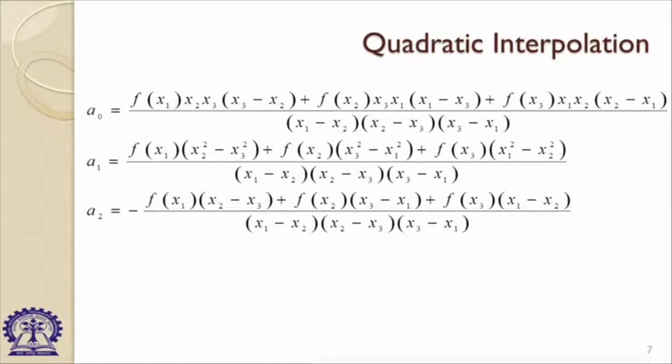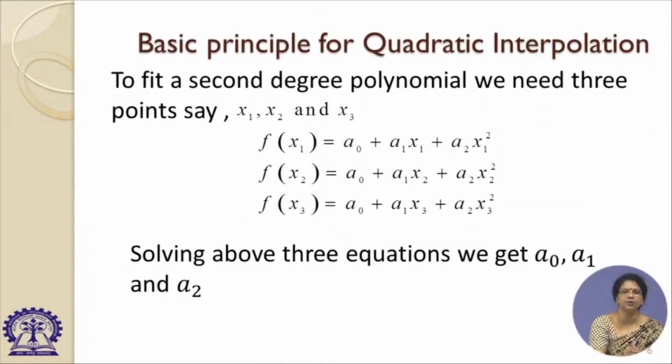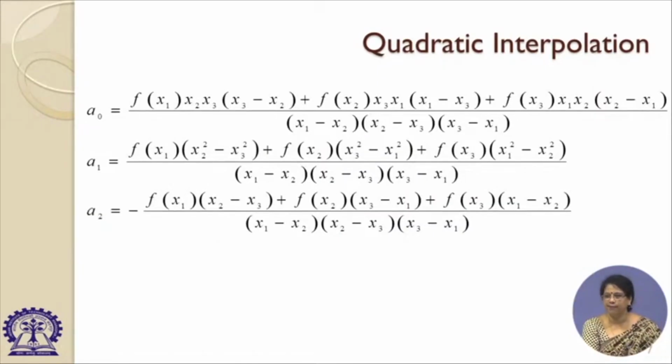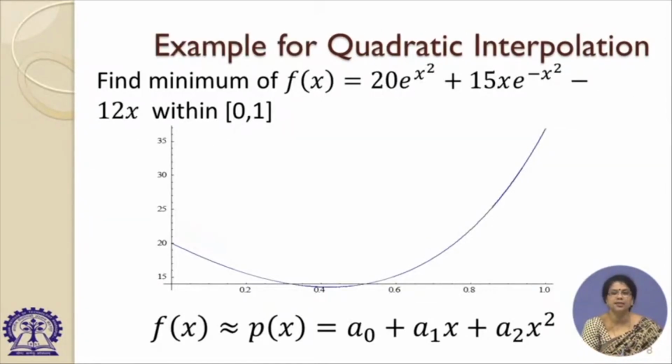Otherwise, it is very difficult to remember this formula. You can use this formula as well. We got it after simplifying the previous 3 equations. Just look at the 3 equations, and from here we found the values for A0, A1 and A2. That means if we pass 3 points, then we will get the values for A0, A1 and A2. Let us try to apply this to this function.